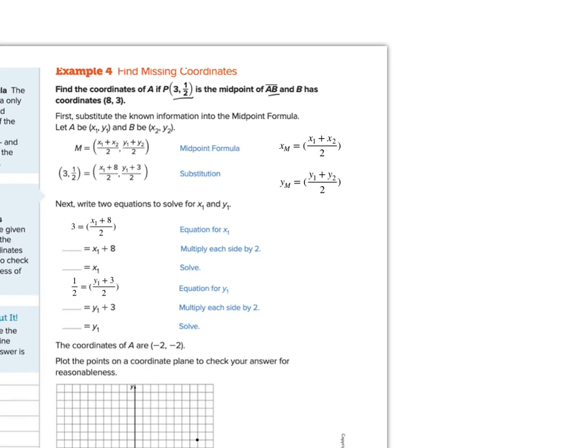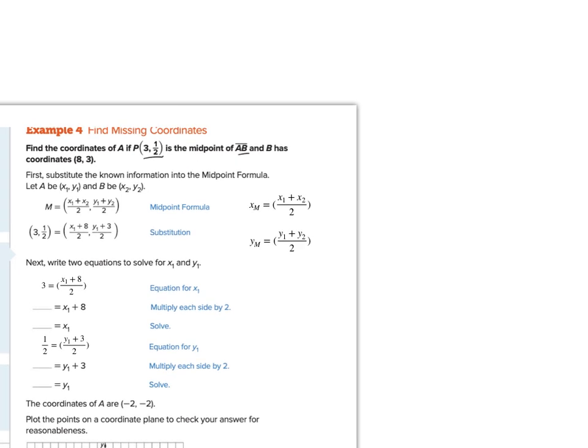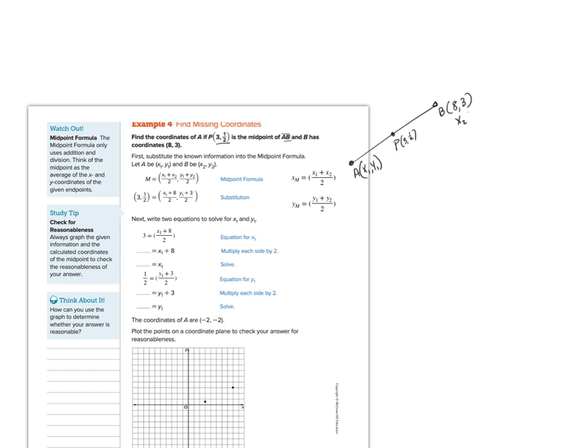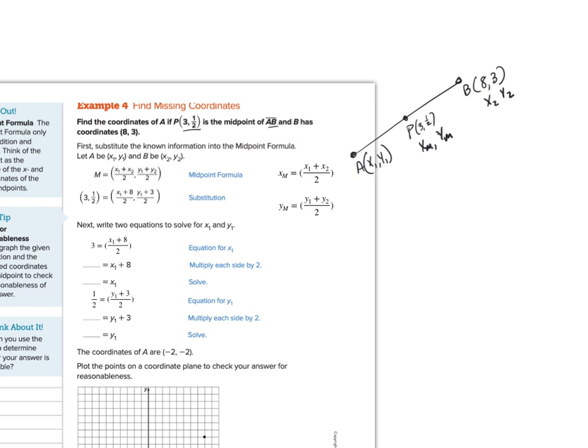Okay, and just thinking about this, I'm going to draw this picture of what they're giving us. Midpoint of AB, so here's AB, and they've given the midpoint of P, which is 3 and 1/2. B has a coordinate of 8, 3. And this is the coordinate we're trying to find, x1, y1. That's the coordinate we're missing. So we have an x2, y2, we have a midpoint of x, and we have a midpoint of y. So we just use that information they've given us and do some substitution.